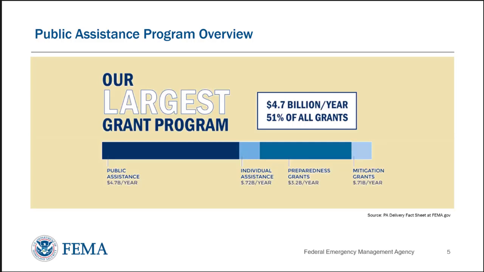PA, Public Assistance, is the largest grant program within FEMA. You can see right there, it takes up almost half of the amount that's allocated here: $4.7 billion a year, 51% of all grants granted through FEMA. We've got PA, we've got IA, Individual Assistance. The difference being families and individuals, as opposed to municipalities, schools, hospitals. Mitigation is something that's been developing and growing, and is getting more and more important as well.